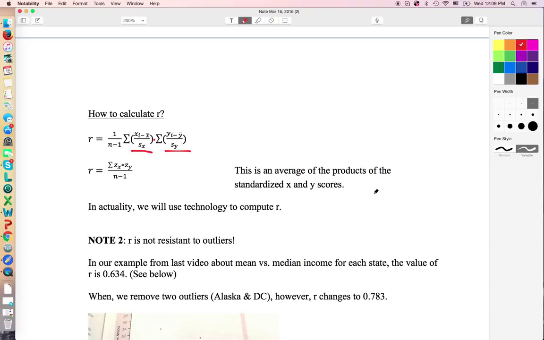This is a formula that appears on your formula sheet for the AP test, but in actuality you don't use it. If we want to get an R value, we let the calculator compute it for us, which it can do pretty easily. It's not something we focus on in this section right now. We're just focusing on understanding and interpreting R, but in section 3.3 we will be asking the calculator to compute some R values for us as well.